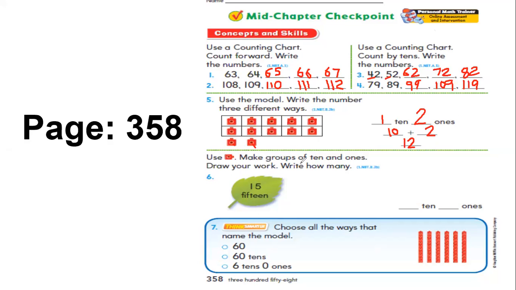Now, use the cubes, make the groups of 10 and ones, draw your work, write how many. We have 15. So, we know how many tens. That is 1 ten and 5 ones. Now, they asked us to draw. So, let's draw 1 ten and 5 ones. So, 5 circles. 1, 2, 3, 4, 5. You have already done it?